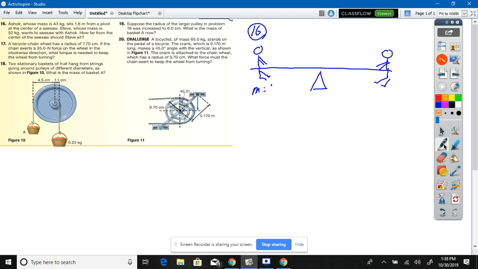Okay, this mass is 43 kilograms. This mass is 52 kilograms. This distance is 1.8 meters, and this distance is unknown.